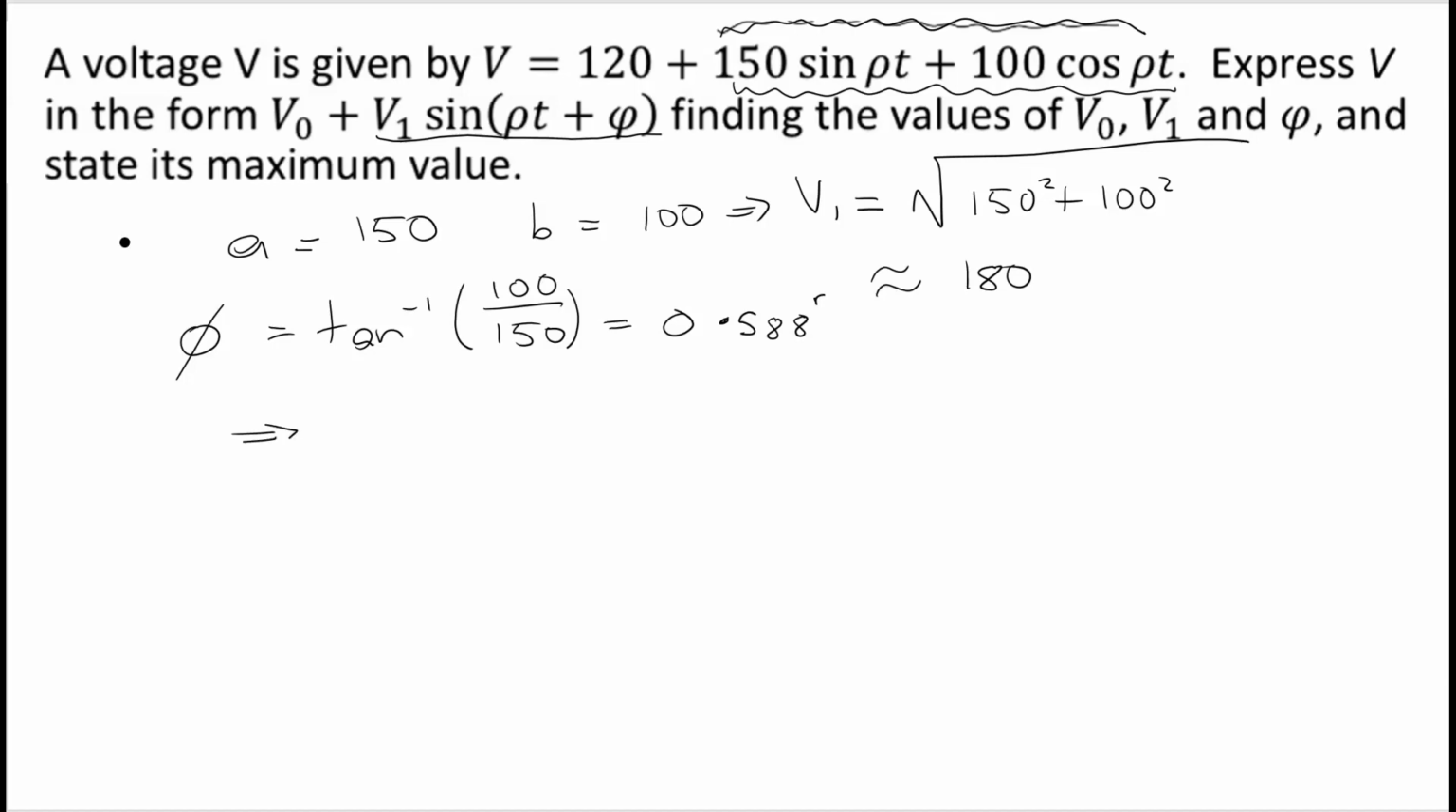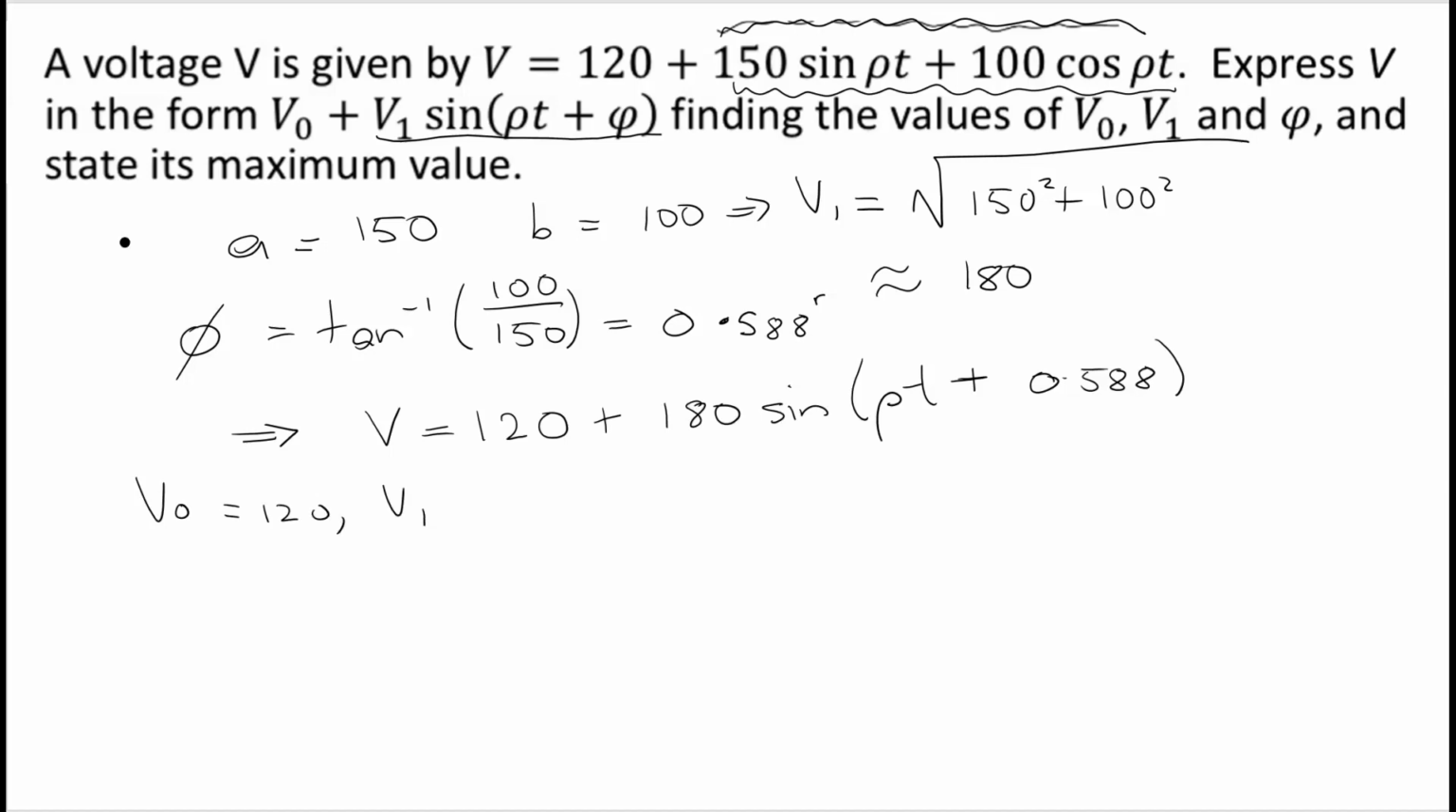Now we can put that together and say that v is equal to 120 plus 180 sine of rho t plus 0.588. Now the question then says find the maximum value of v0 or v in total. Okay, so v0 must be the 120, v1 is 180. Okay, we've got that, we've got phi.